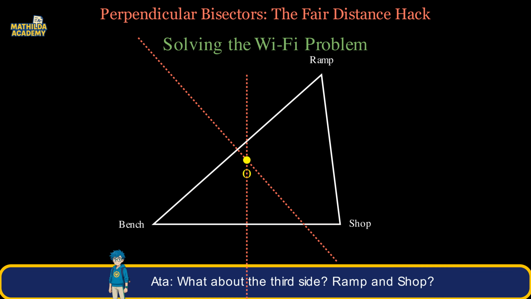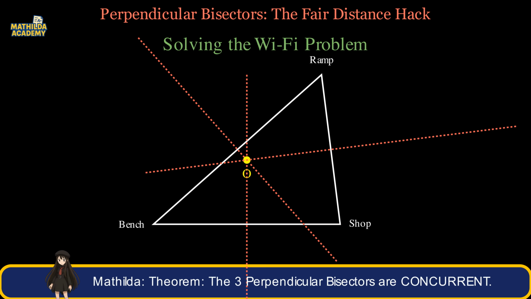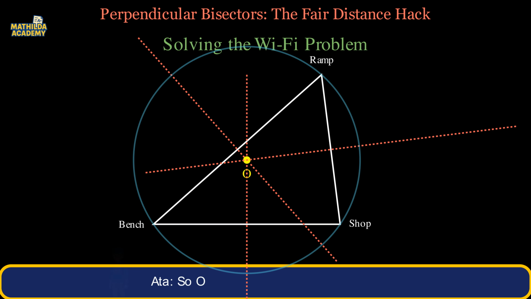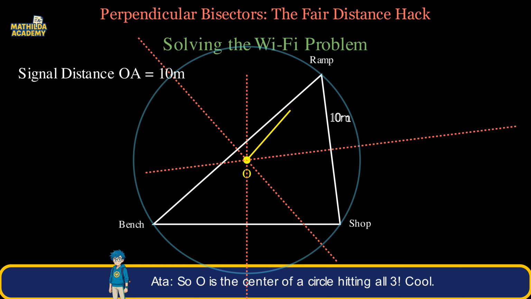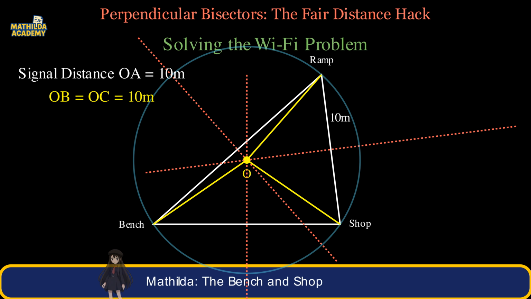What about the third side, ramp and shop? Ideally, it passes exactly through O. Theorem. The 3 perpendicular bisectors are concurrent. So O is the center of a circle hitting all 3. Cool. So if the ramp is 10 meters away, the bench and shop are also 10 meters away. Perfect coverage. Thanks, geometry.